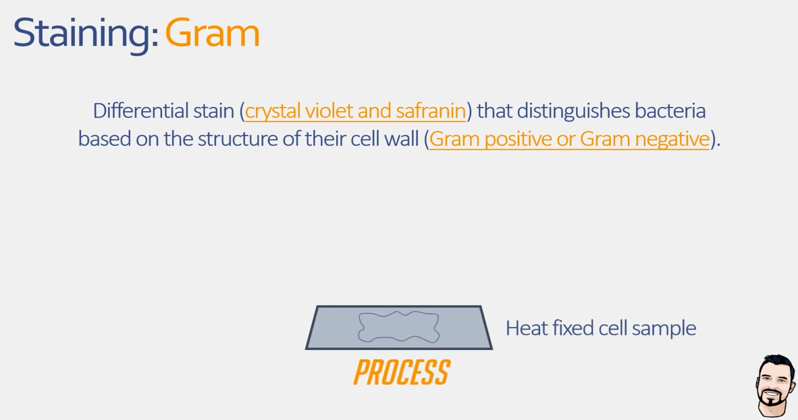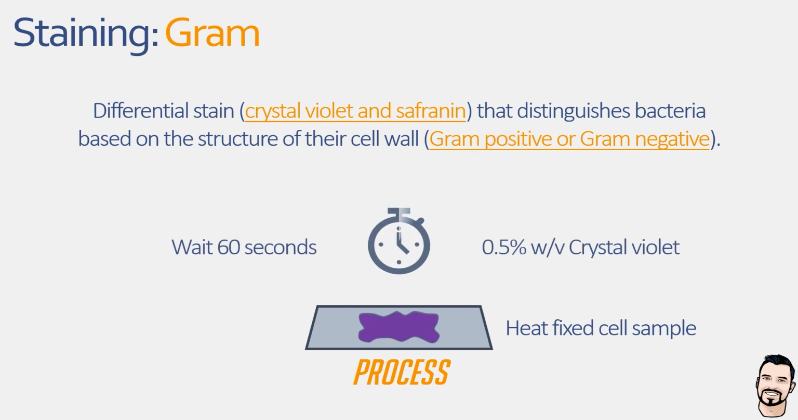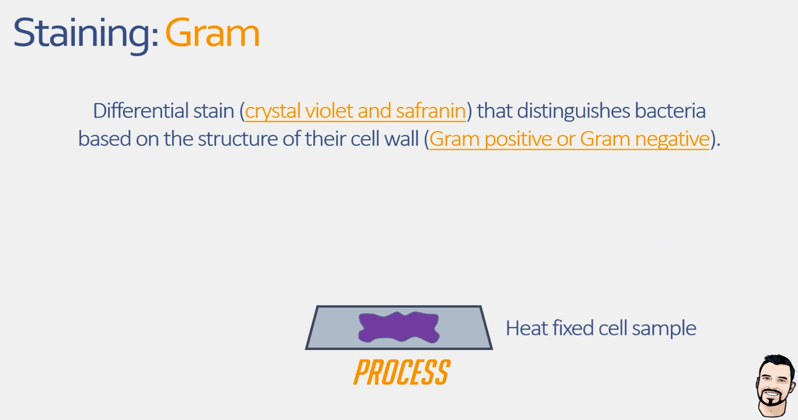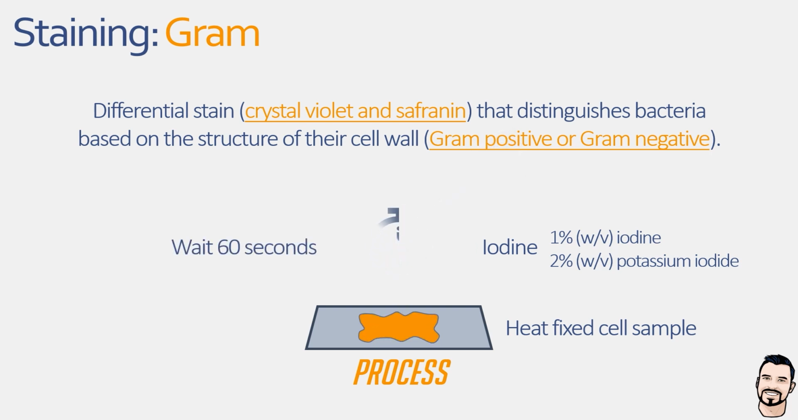Okay, so to stain the cell sample with the Gram stain, we start with a heat-fixed specimen on a microscope slide. Next, we cover the sample with 0.5% volume per volume crystal violet solution and let it sit for around 60 seconds. This allows enough time for the dye to penetrate into the peptidoglycan layer in our bacterial cells, ensuring effective staining. Now once all the cells have been stained, the next step is to fix the crystal violet in place using iodine, and so we apply this to the sample and let it sit for another 60 seconds.